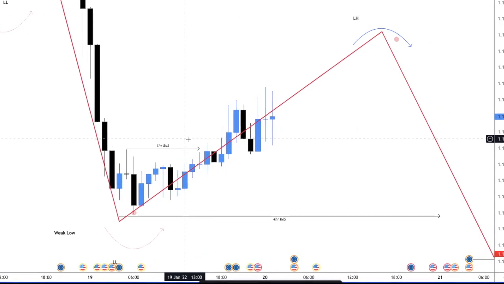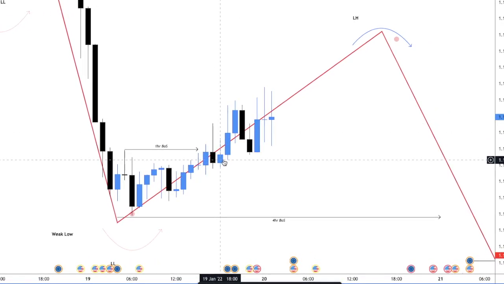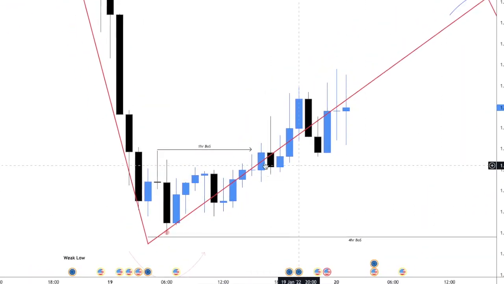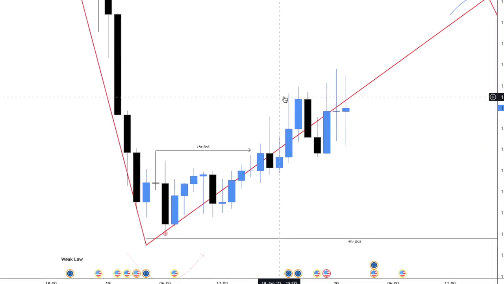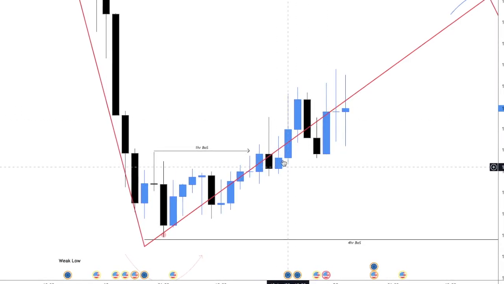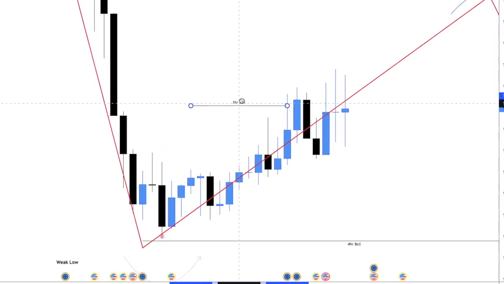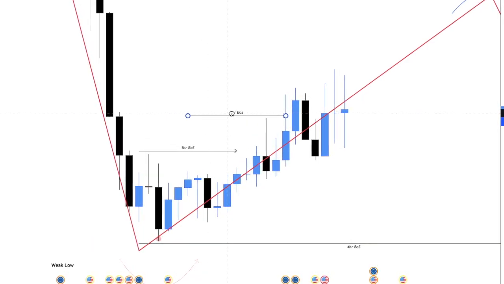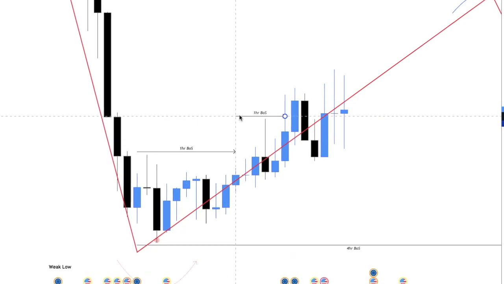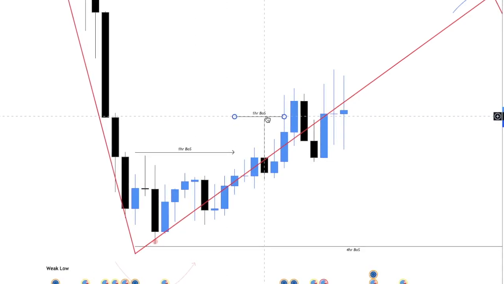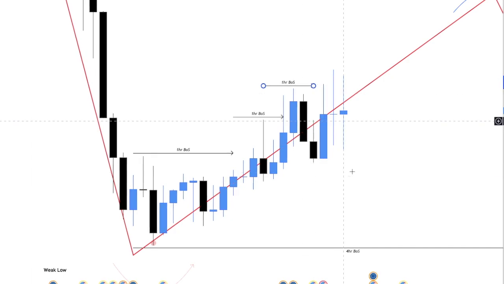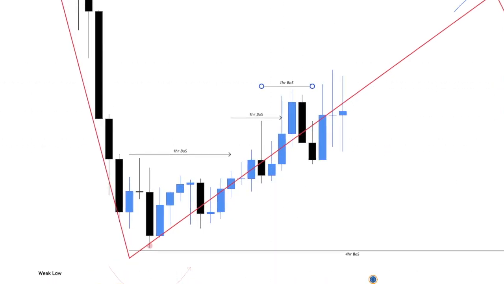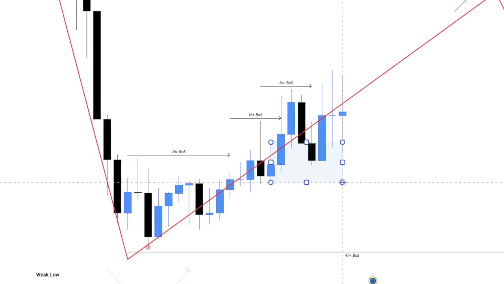Okay, and as you can see here, we're making higher highs, higher lows. I'll zoom right in. Higher highs, higher lows, higher highs, higher lows. So these are strong lows. Everything's the same. All right. 1 hour BOS here. I had another 1 hour BOS. You can take advantage of this market. Okay, and what's this created? These are strong lows.